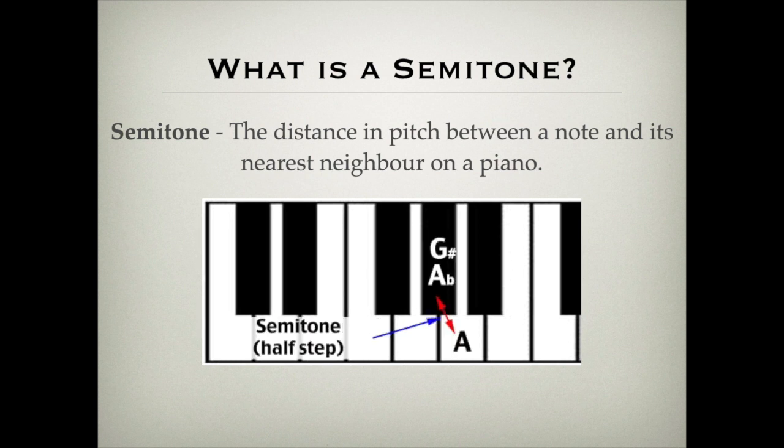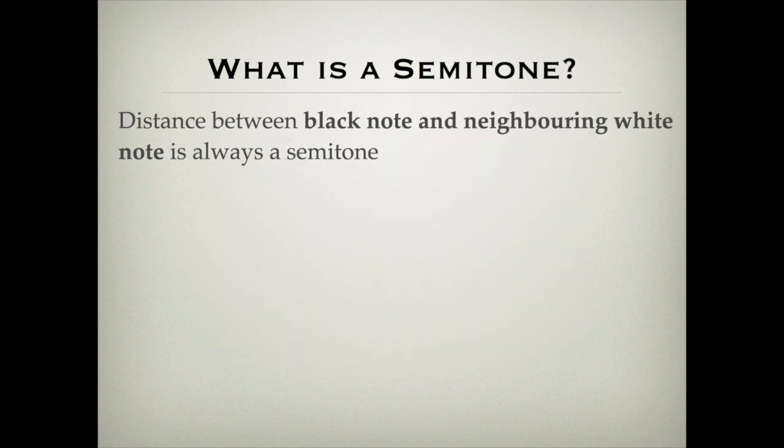Let's have another look at a different example. Here we've got an A as the white note, and the black note is a G sharp or an A flat. And if you hear those 2 notes, you can hear how they sound really close together. It's the same interval, the semitone there, that's very famous as the theme tune to Jaws. Okay, it's just a semitone between a C and a C sharp. So that's what a semitone is.